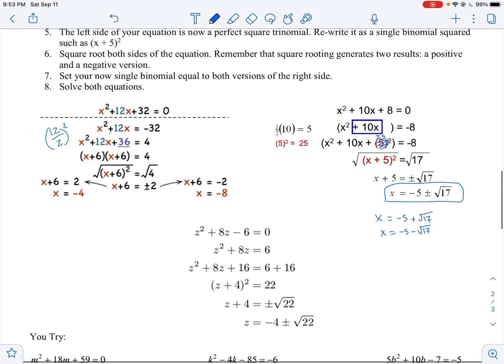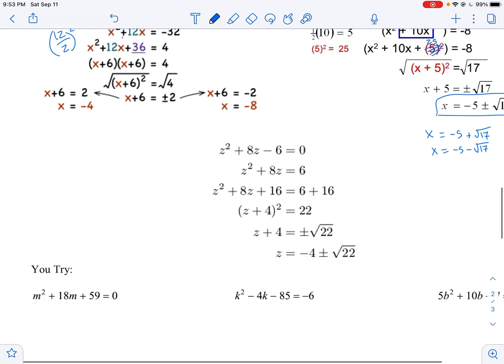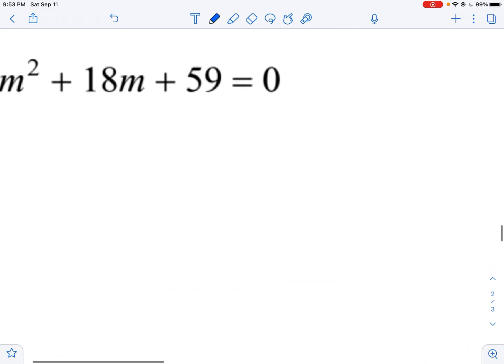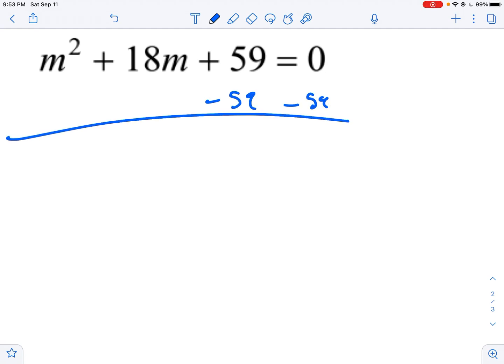So now that you've seen a few examples, if you want, you can look through this one too, but it's the same idea. I'm going to go through these 3 examples here so you can see it in action again from scratch. All right, so first thing, I need to take this 59, put it on the other side. So subtract 59. And I'll get m squared plus 18m equals negative 59.